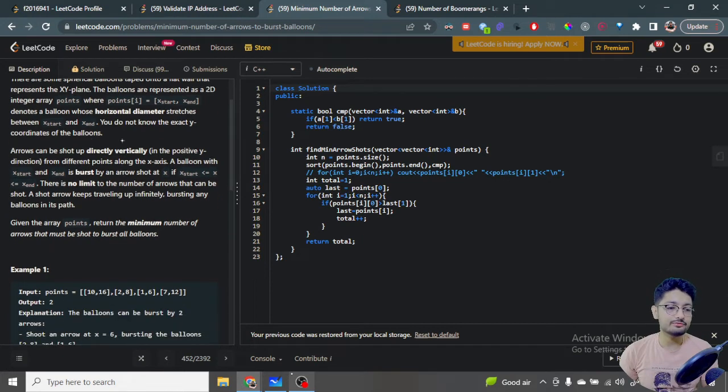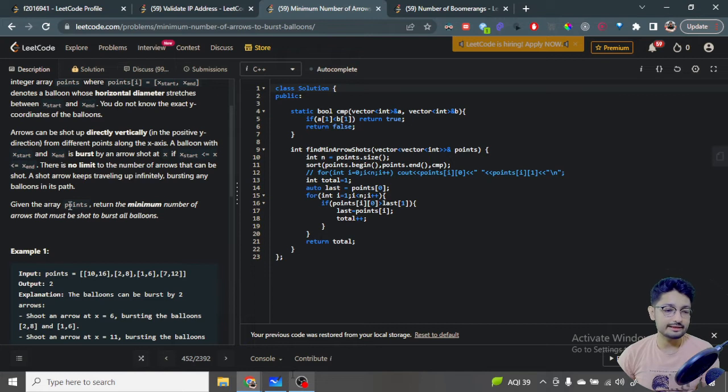Now you have different arrows. Arrows can be shot directly upwards in the positive y direction, from any point along the x-axis. A balloon with x start and x end is burst by an arrow if the balloon is in the path of the arrow. Whatever balloons are in that particular zone, all will be burst if we fire an arrow at any x coordinate. And there is no limit on the number of arrows you can shoot.